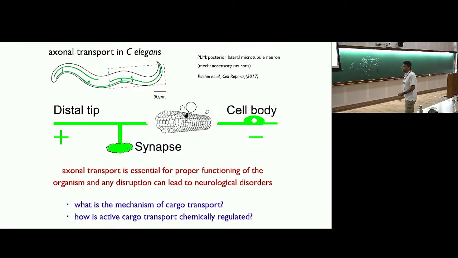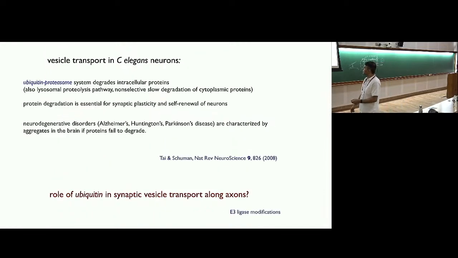So generic questions are, what is the mechanism of cargo transport? Cargo means that, typically, all kinds of proteins, whatever is there, are taken inside a vesicle, and then the vesicle is transported by the molecular motors. That's what we are showing in this cartoon, the vesicle being transported. The second question is, how is active cargo transport chemically regulated? These are generic questions people ask in this field.